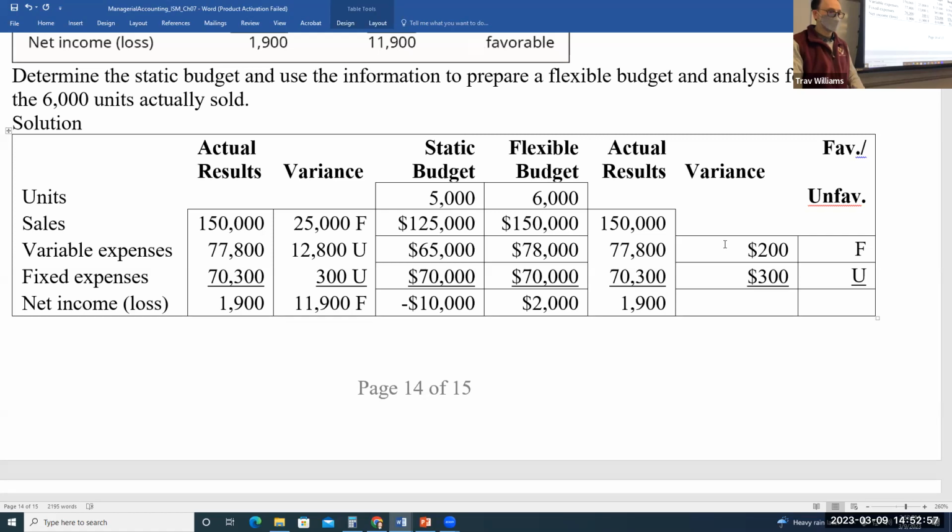All right. Then one thing we could do is say, if our variable expenses were favorable by 200 and our fixed were unfavorable by 300, the difference should be $100 unfavorable, right? And that actually is right, because according to the budget at this level of sales, we should have made 2,000 and we were $100 under that. Okay. And we're done.